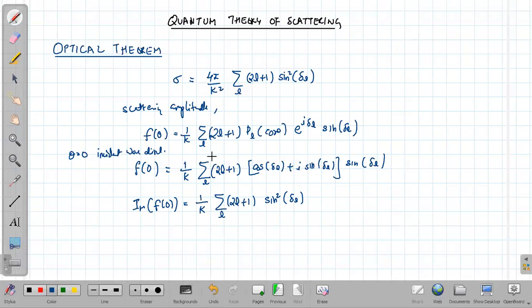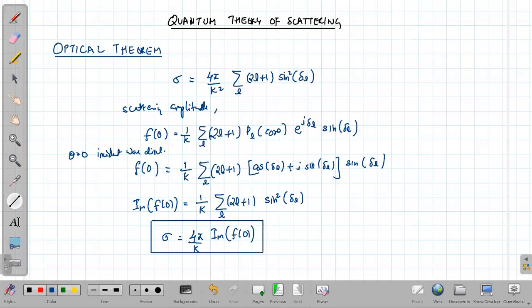Now if you look at your first expression and the last expression, we can connect. I can write my sigma as 4 pi upon k times the imaginary part of f of 0. Okay, so there is a k square in the first expression and here only k, so there should be 4 pi upon k times the imaginary part of f of 0. Now this equation is known as the optical theorem. So we are very surprised to see this kind of very simple theorem, and I will discuss what is the importance of it.